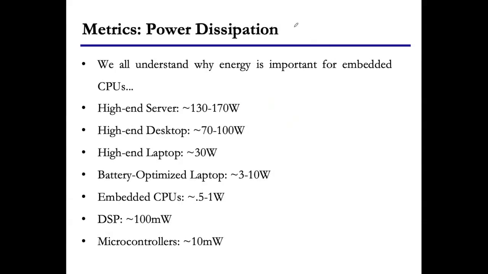And another metric is power dissipation. In power dissipation, all understand why energy is important for the embedded central processing unit. High-end servers require 130 to 170 watts, high-end desktops require 70 to 100 watts, high-end laptops require 30 watts, and battery-optimized laptops use 3 to 4 watts. Embedded CPUs use 0.5 to 1 watt, and DSPs use around 100 microwatts. For microcontrollers, the power dissipation is approximately 10 microwatts.